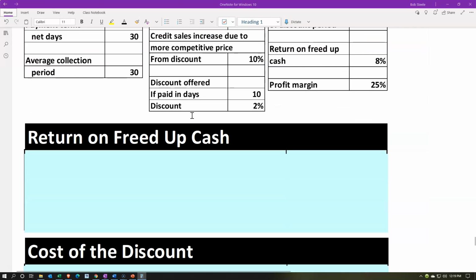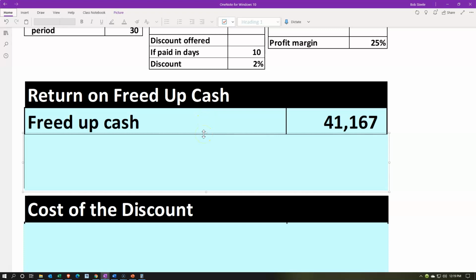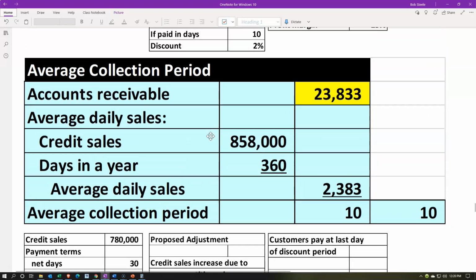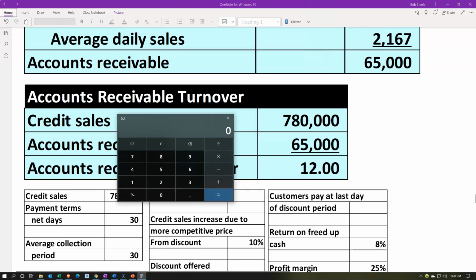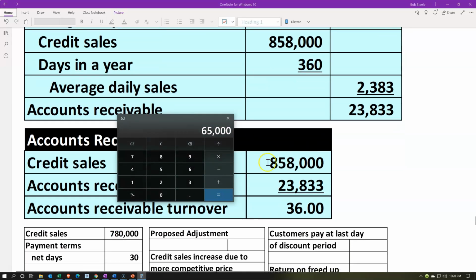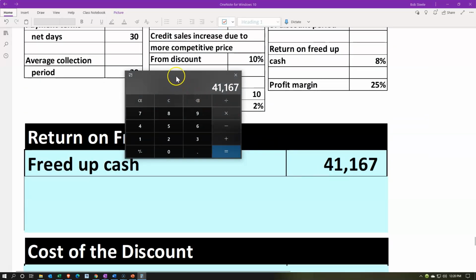And so we're going to say, all right, the return on the freed up cash is also a benefit that we had. So the freed up cash is 41,167, which is the difference in the average accounts receivable, which was at 65,000 before, minus what we've got now for average accounts receivable, the 23,833. And so that's going to be 41,167 freed up cash.